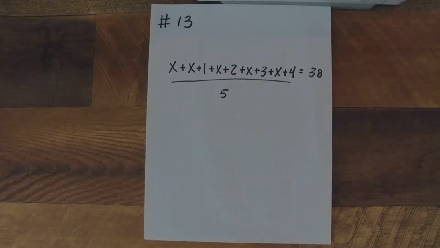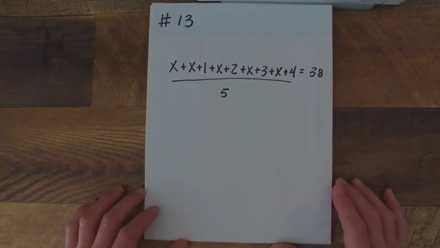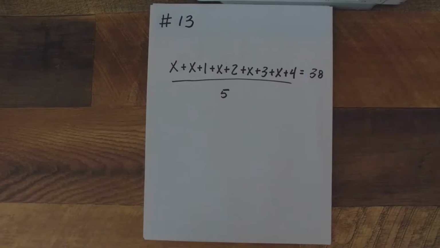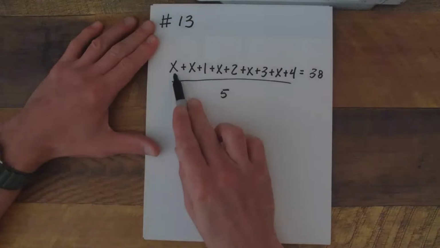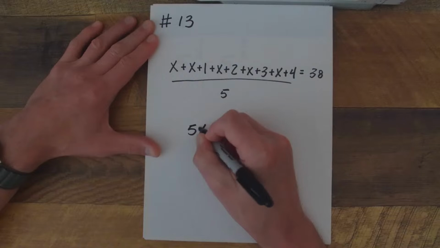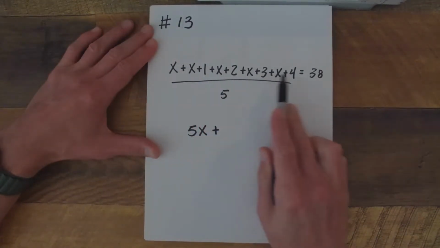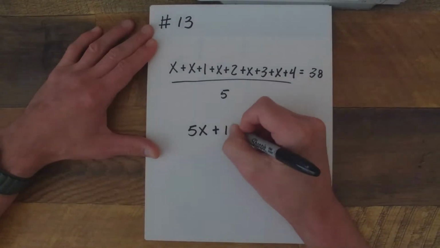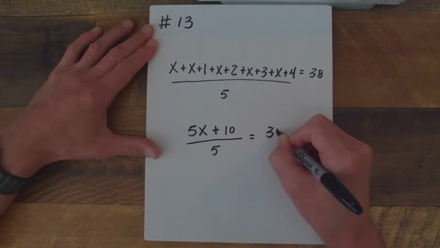Now, the way that we find the average of a group of numbers is you take however many numbers there are in this set. There are 5 numbers. You add them all together and then divide by the amount of numbers. There's 5. And set it equal to whatever the average is. So what you want to do to start solving this problem is how many x's do we have? 1, 2, 3, 4, 5. We have 5 x's. And then you add all of the integers. 1 plus 2 plus 3 plus 4. That's 10. All over 5, set it equal to 38.